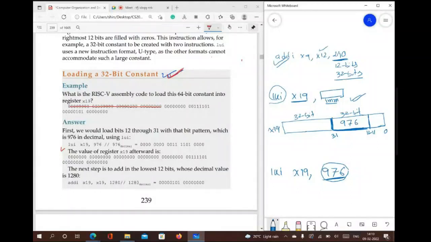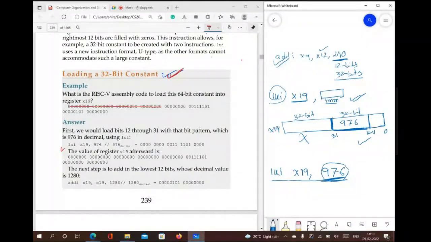You have to understand this. This is a special instruction. If you write LUI x19 this, then this constant, that is 976, will be loaded in x19. But in which position? First, this is the x19 register. You divide it into 31 to 0, then you ignore the left half. When you concentrate on the right side, there are 32 bits, divided into 0 to 11, and then from 12 to 31. So this 976 will be loaded in this 12 to 31 part.